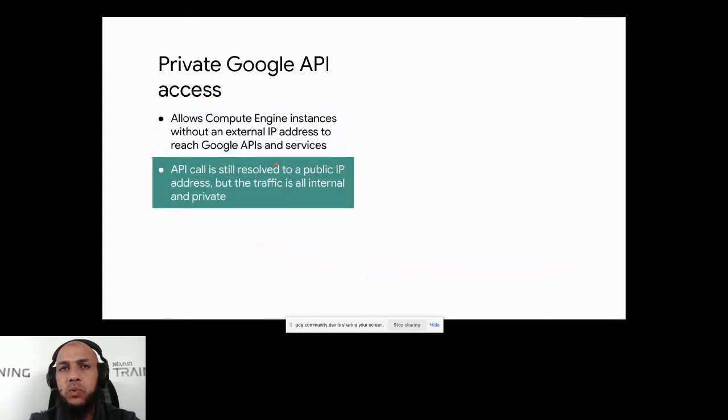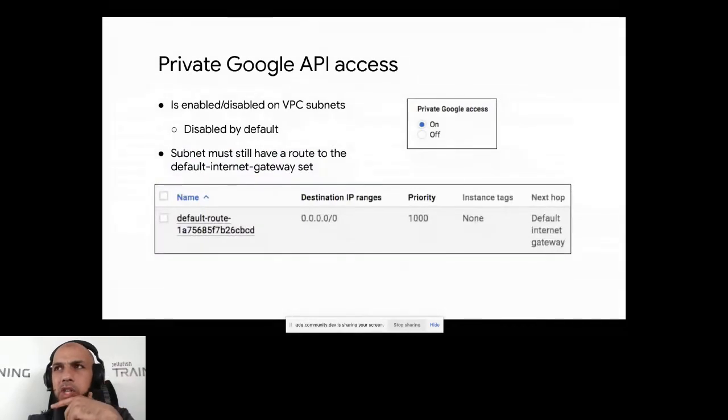The API call is resolved to a public IP, but the traffic is all internal, which makes it very, very efficient. And because the NATing is in Google's infrastructure, it is transparent to the user. If private Google access is not enabled, then you will have to have an external IP. You have to have a public IP in order to access those Google Cloud API services like BigQuery, Cloud Bigtable, Dataproc, all the services in GCP. And the configuration item for it is so simple.